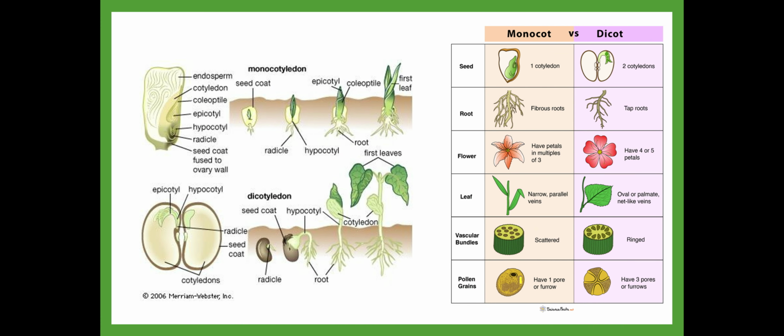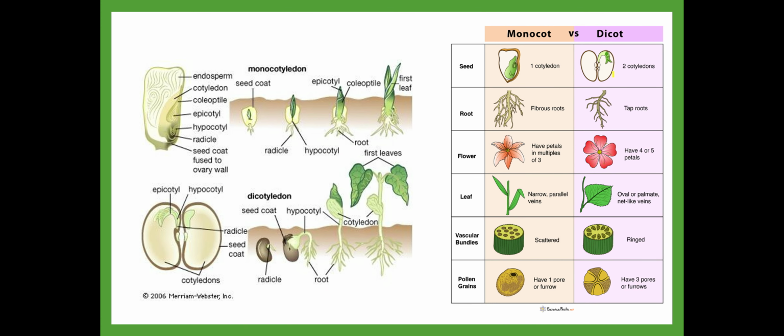Now, a lot of other monocots are some of your spring-like perennials, things like irises and lilies and tulips and jonquils. If you take a look at a lot of those flowers that are blooming right now, many of those you can look at their leaves or count their flower parts, and they are going to be monocots.